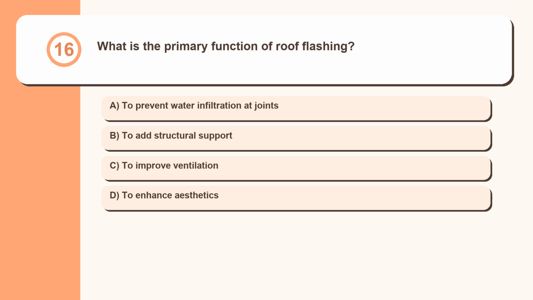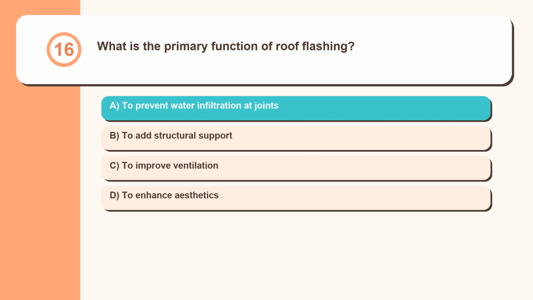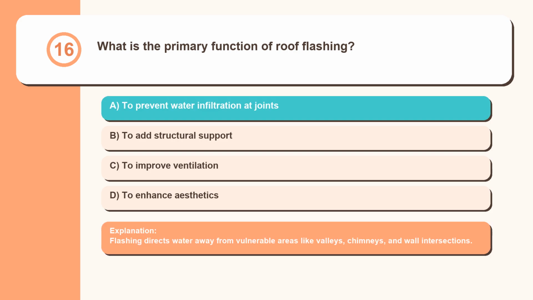Question 16. What is the primary function of roof flashing? To prevent water infiltration at joints, to add structural support, to improve ventilation, to enhance aesthetics. Flashing directs water away from vulnerable areas like valleys, chimneys, and wall intersections.